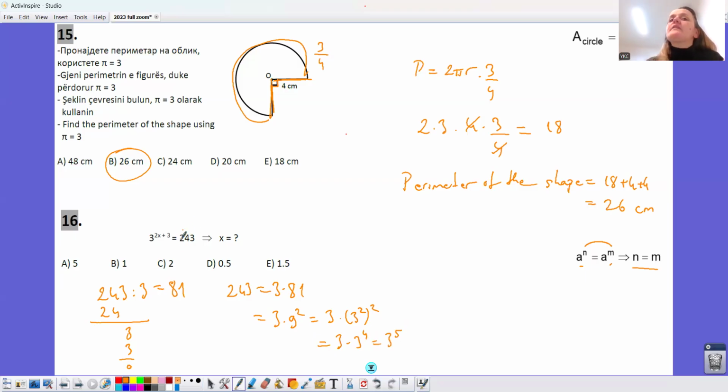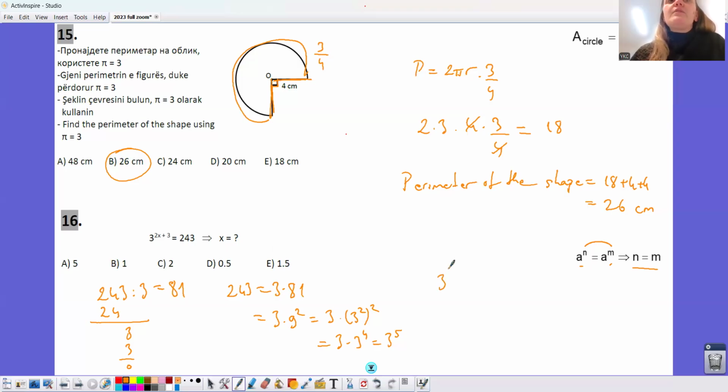If you know directly that 243 is 3 to the power of 5, you can write it. But if you don't know, you can start to do like this. And if you cannot see that 81 is 9 squared or 3 to the power of 4, you can continue to divide by 3 till you will get 1, and you will see how many 3's you will have there.